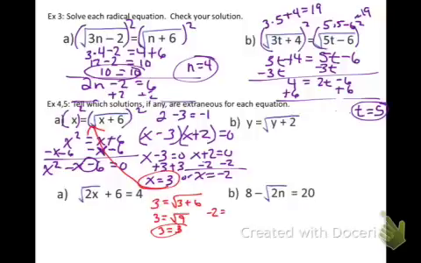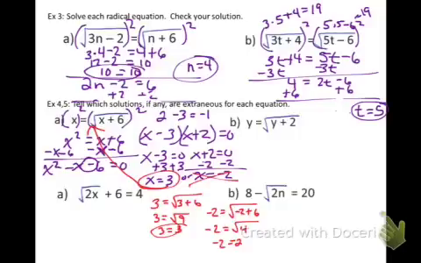Negative 2 equals square root of negative 2 plus 6. Negative 2 equals the square root of 4. Negative 2 equals 2? No, it does not work. So that's your extraneous solution. So you cross it out, so x equals 3 is your only answer.